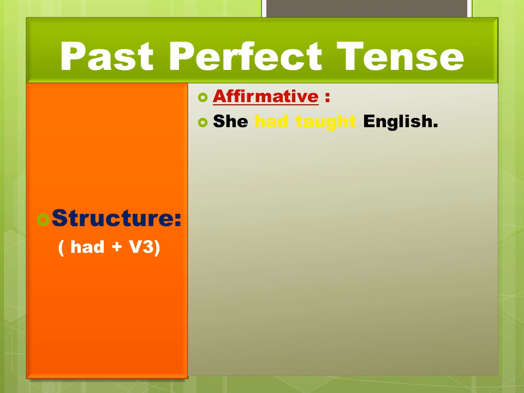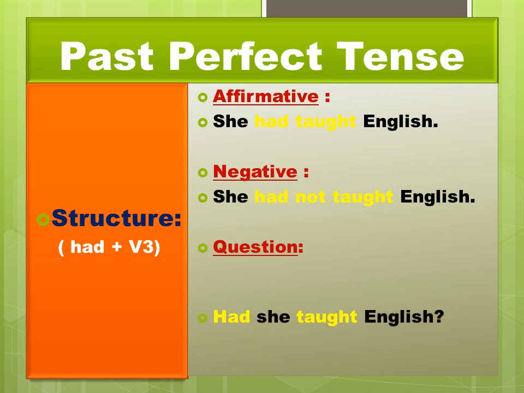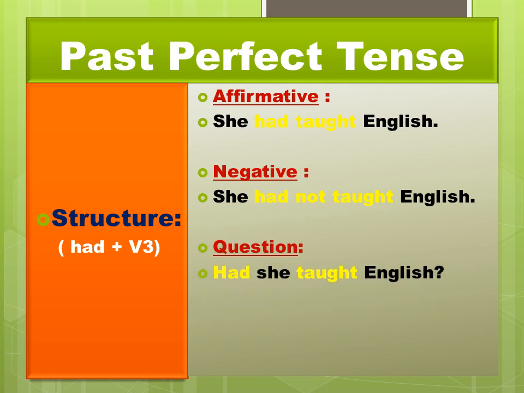She had taught English. Negatives are made with not. Now let's see that. She had not taught English. And questions are indicated by inverting the subject and the auxiliary verb had. Now let's see that. Had she taught English? Here you can see the subject and the verb are inverted. They have changed their places. The question can also be formed as, hadn't she taught English?